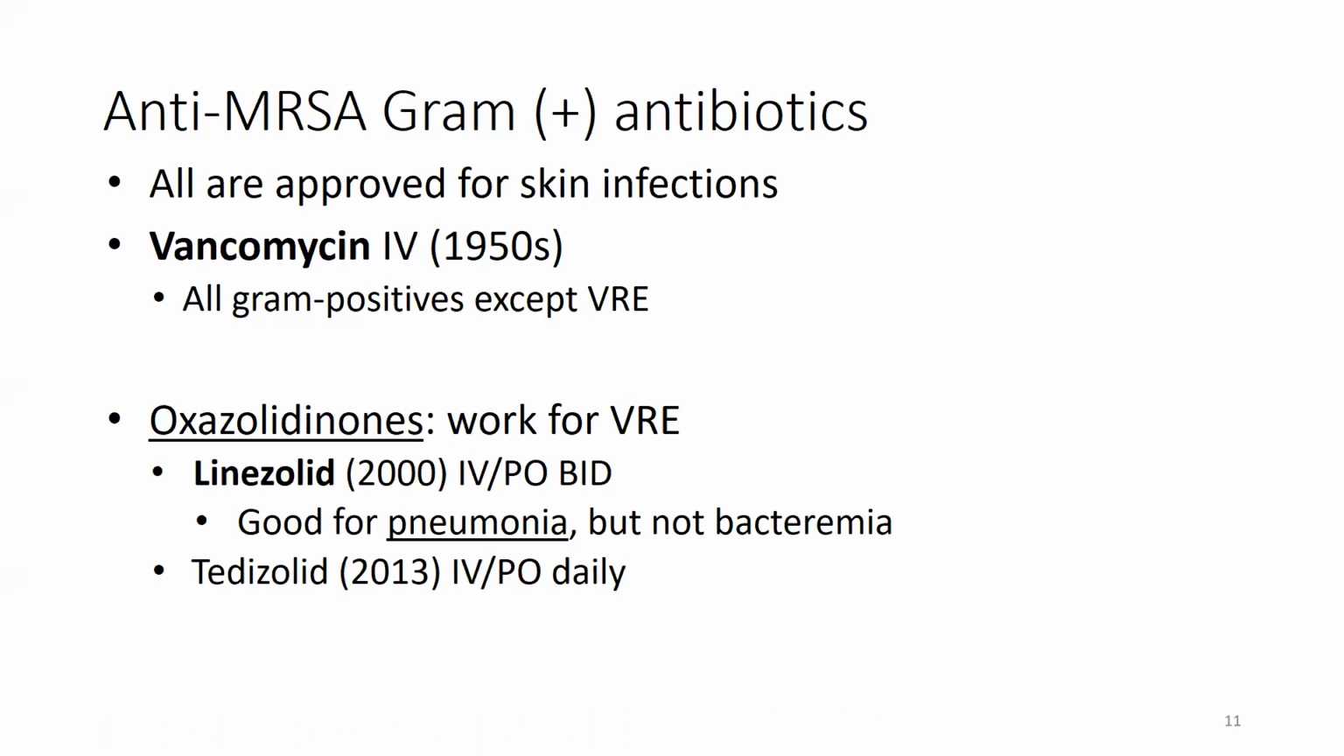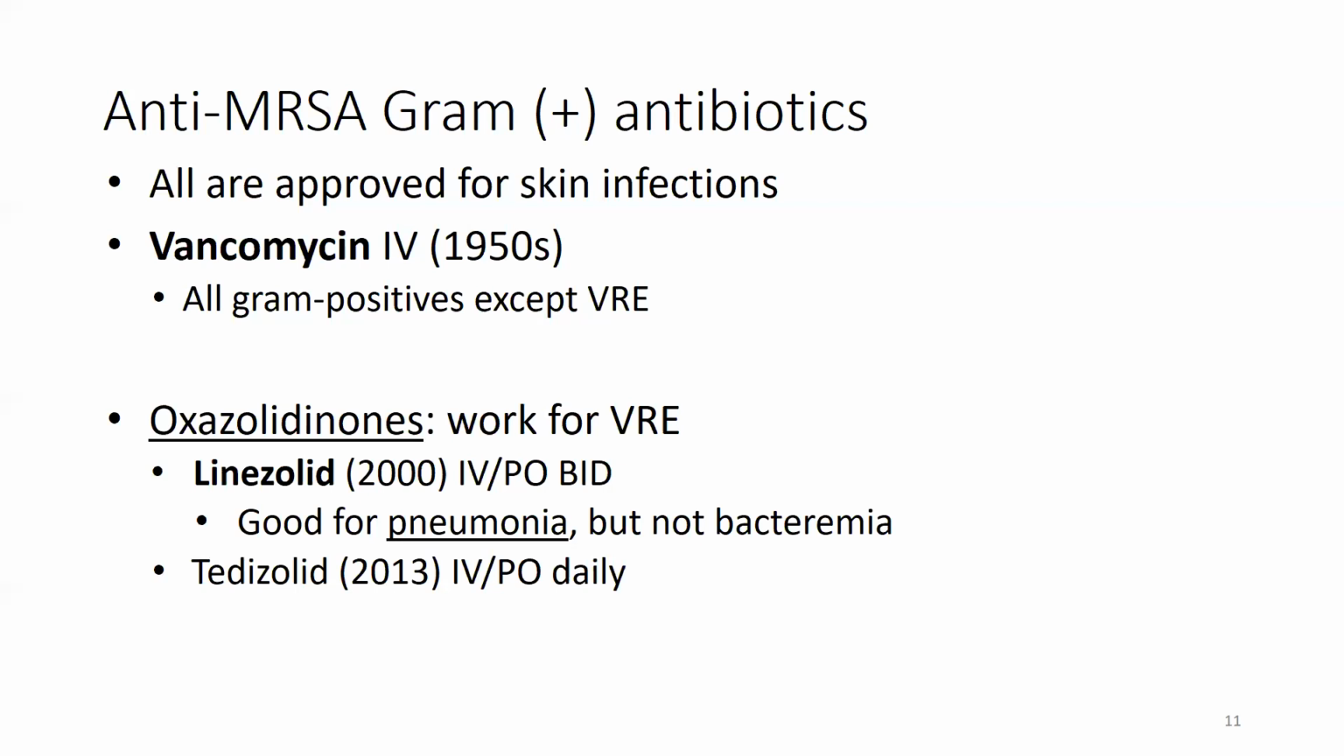In the 2000s, we started to see a wave of new drugs for gram-positive infections. Linezolid was one of those that was available in an oral dosage form. It was really good for pneumonia and still is used for that, but this is a static agent that doesn't have very high bloodstream concentrations, so it's not a good choice for bacteremias.